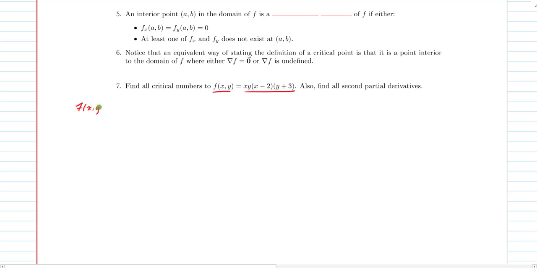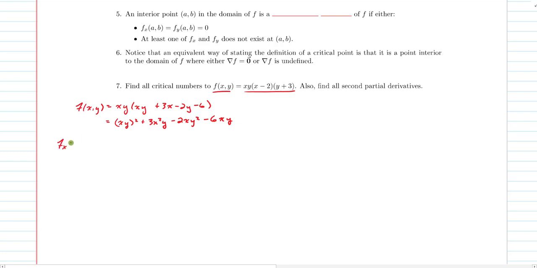We've got f of xy, and foiling that out would give us xy times, and then xy plus 3x minus 2y minus 6. Continuing to FOIL out gives us xy quantity squared plus 3x squared y minus 2xy squared minus 6xy. So now let's go ahead and compute the partial derivatives here.